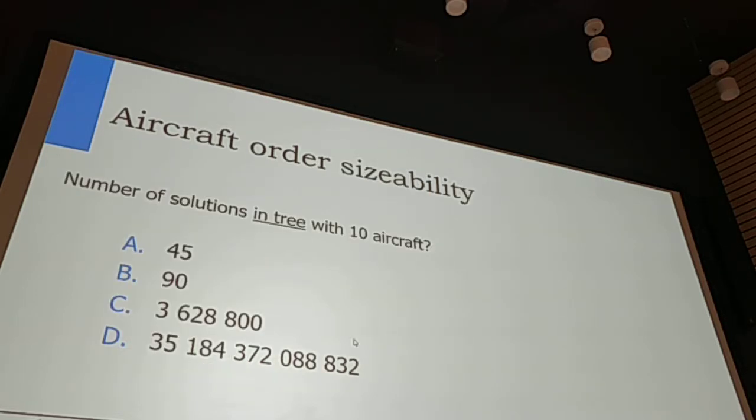Well, what if we would now do the same thing with 10 aircraft? How many possible solutions in the tree would we have then?